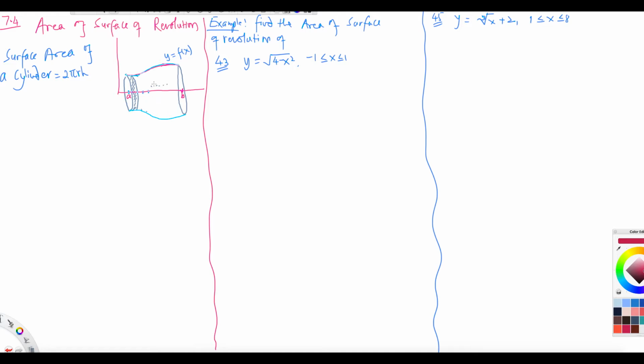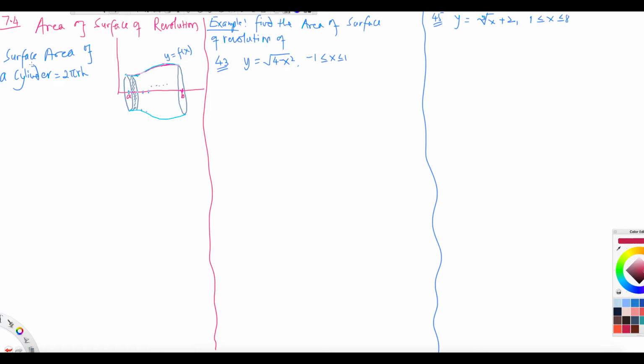You see that it is kind of cylindrical, but it is not really a cylinder, because a cylinder has a constant radius everywhere, but this has a smaller radius on the left end and a bigger radius on the right end. Now we want to find the area of the surface.